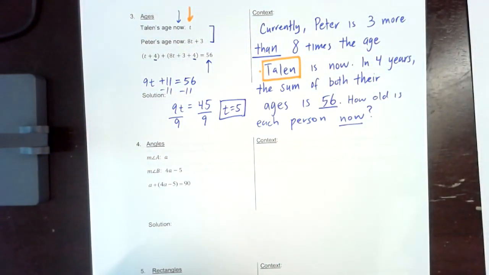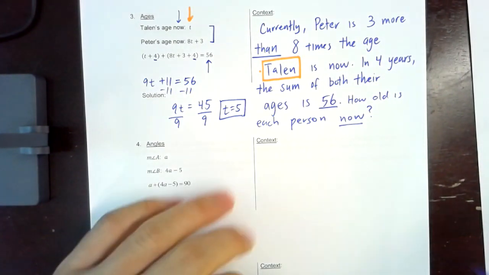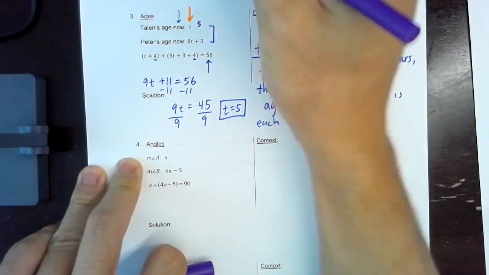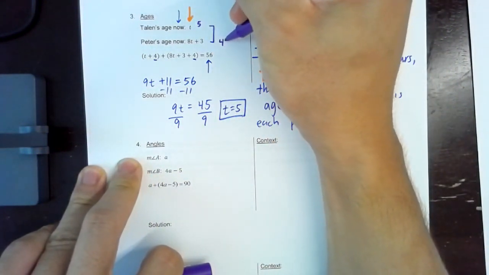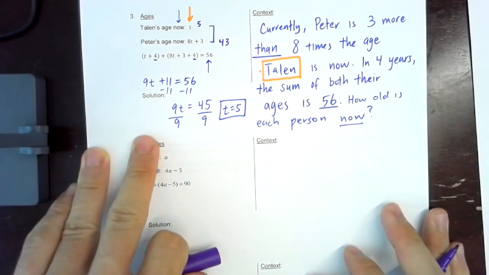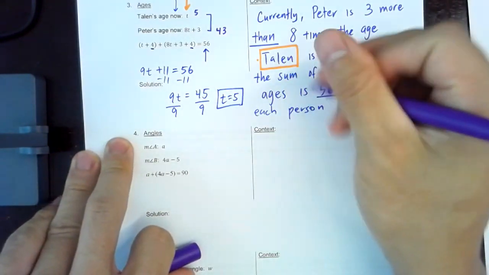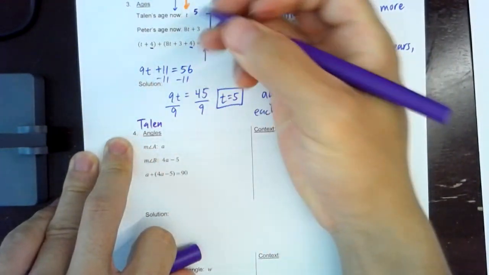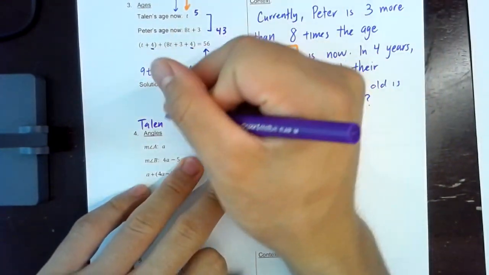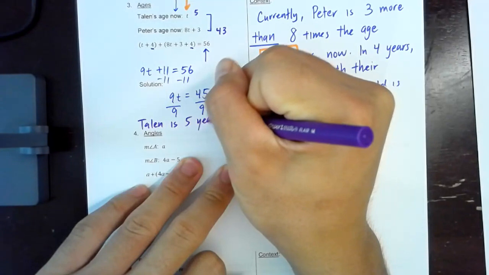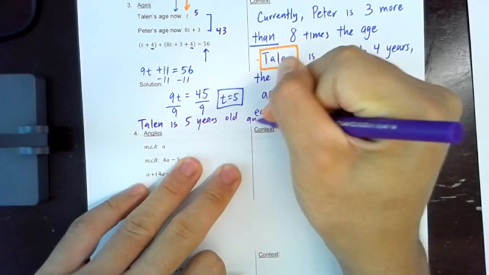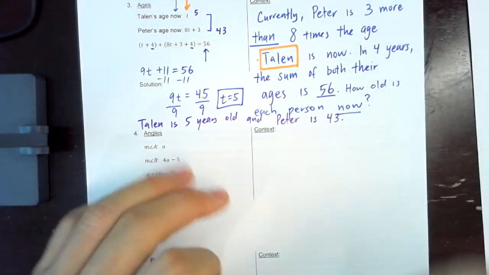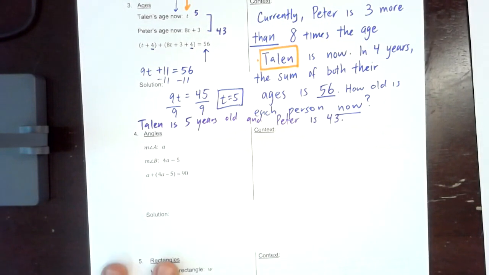And once you know that t is equal to 5, you know that the answer, which we always have to write in a complete sentence, right? This is going to be, wow, Peter's 43. Is Peter his dad? Maybe. Who knows? But you would say Talon is 5 years old. And Peter is 43. Ta-da!